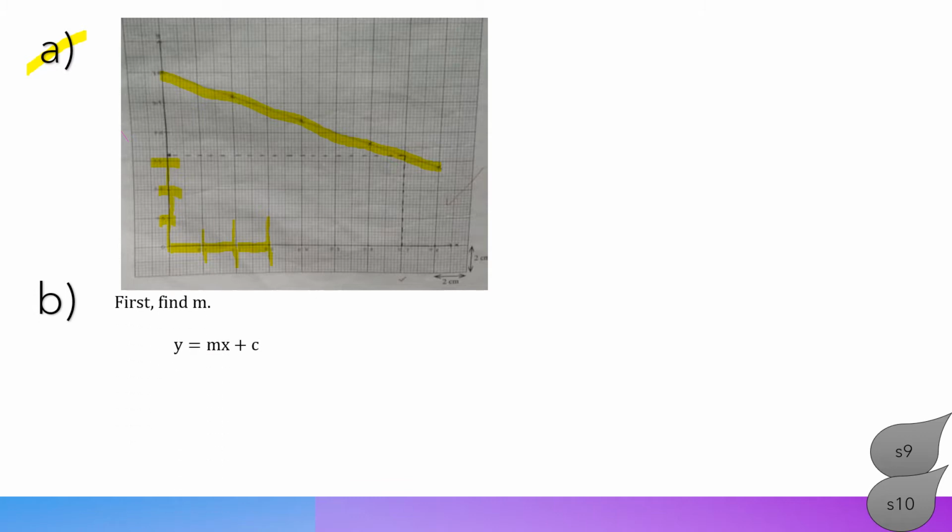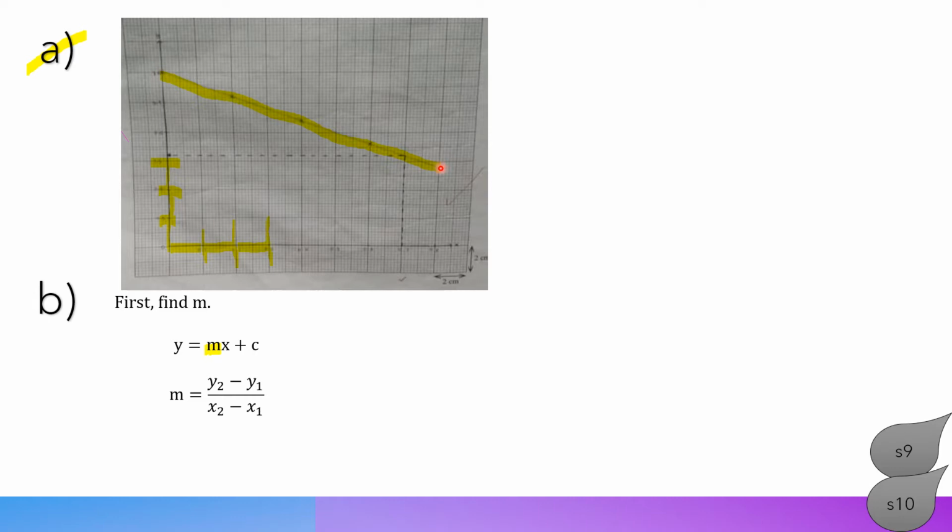Okay, you write the equation form here, y equals mx plus c, and you need to find m. How do you find m? Using the formula just now. To use this formula, you need to have 2 points. You just choose this point, the x and y, and this point or this point. You just choose.